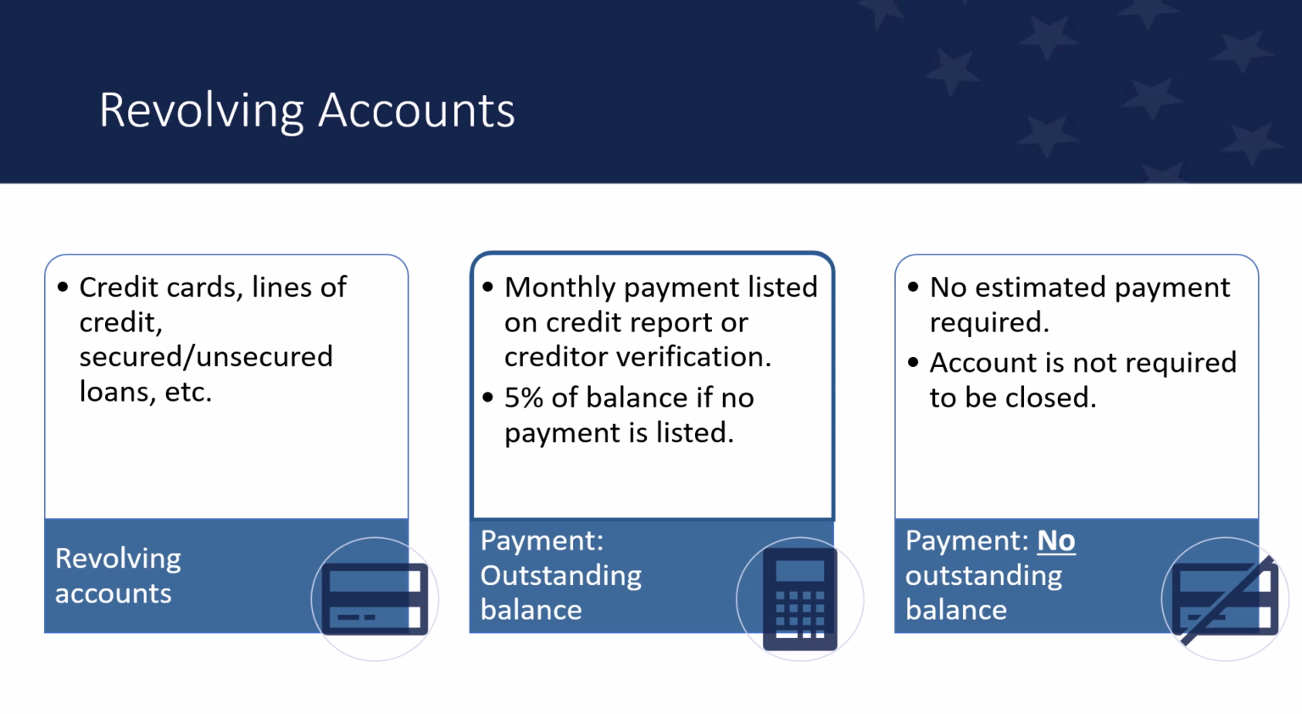The lender may obtain a current account statement or creditor verification to document the actual monthly payment and include that amount in the monthly debts. Revolving accounts with no outstanding balance on the credit report do not require an estimated payment to be included in the debt ratio. Revolving accounts with no outstanding balance are not required to be closed.